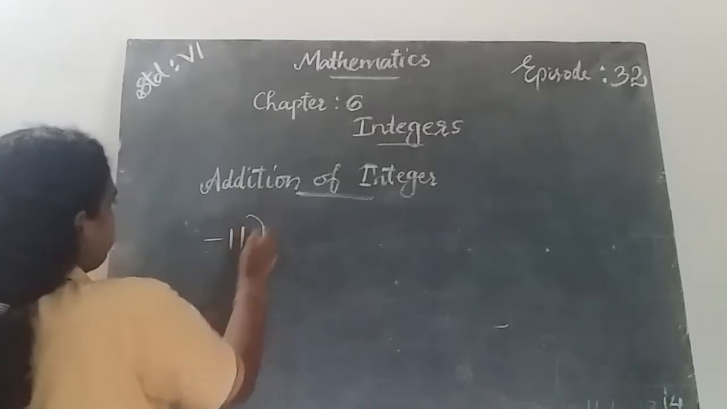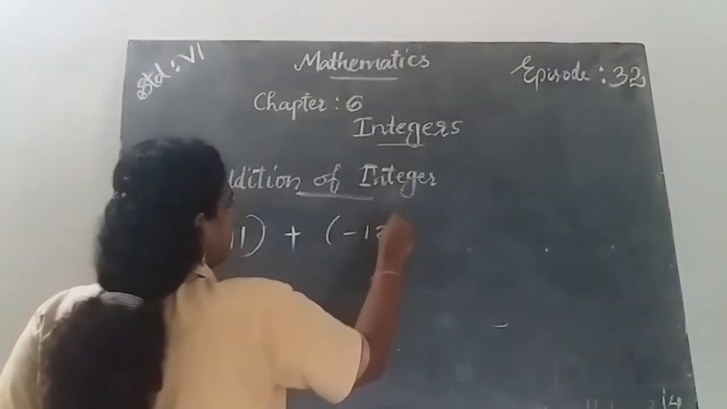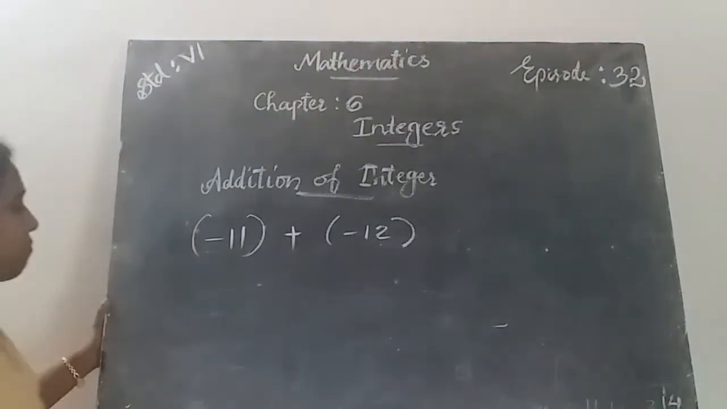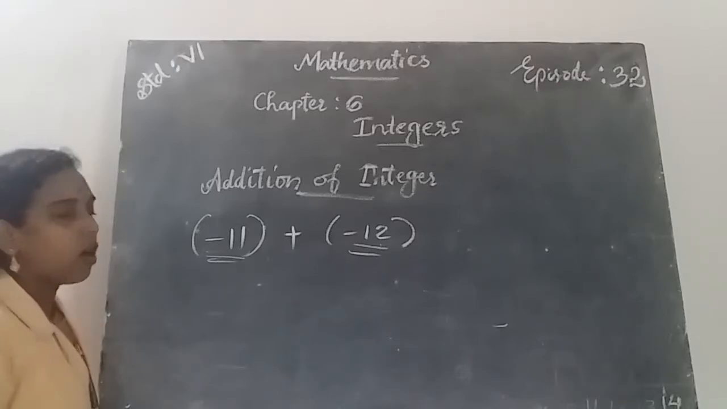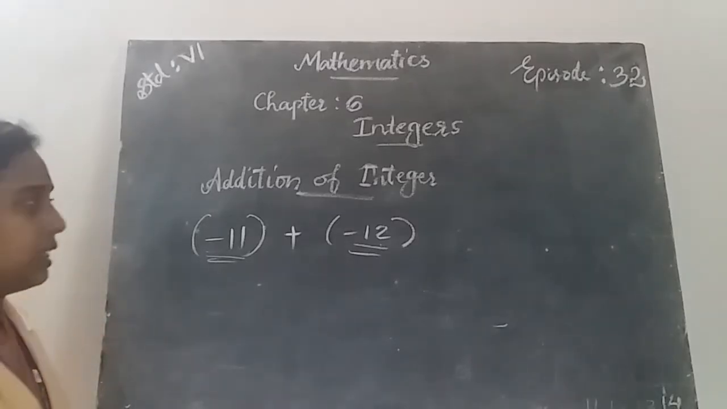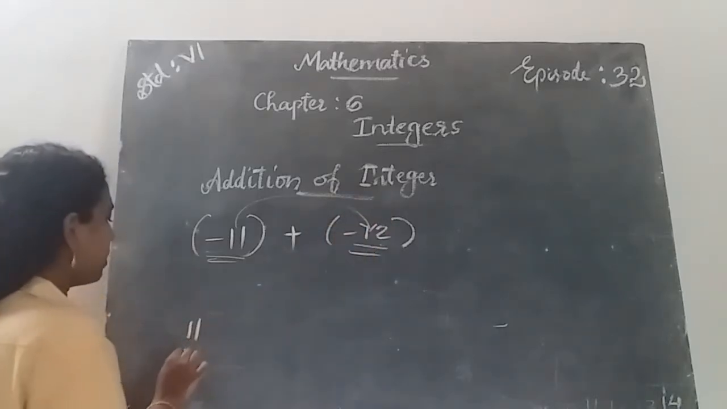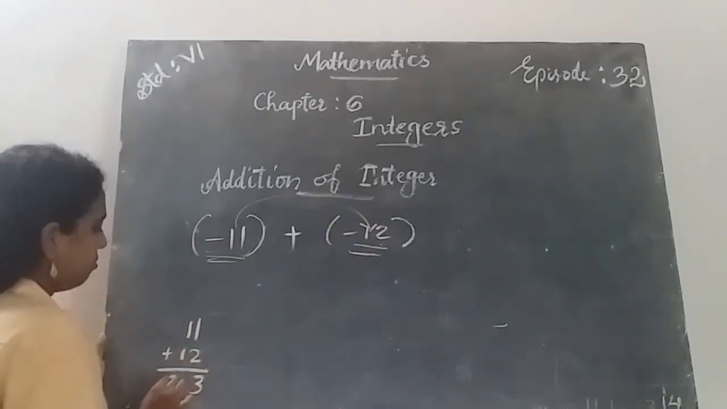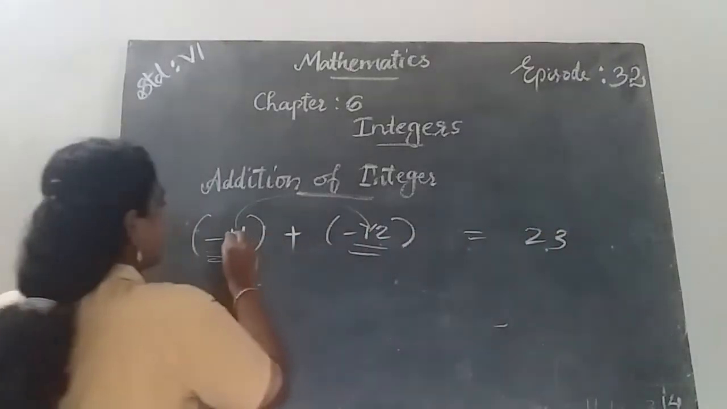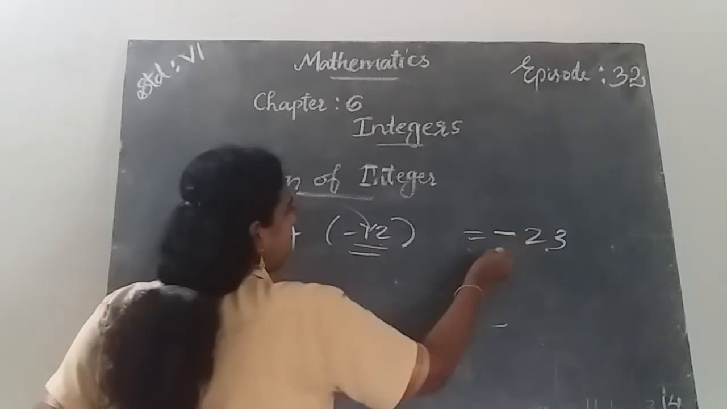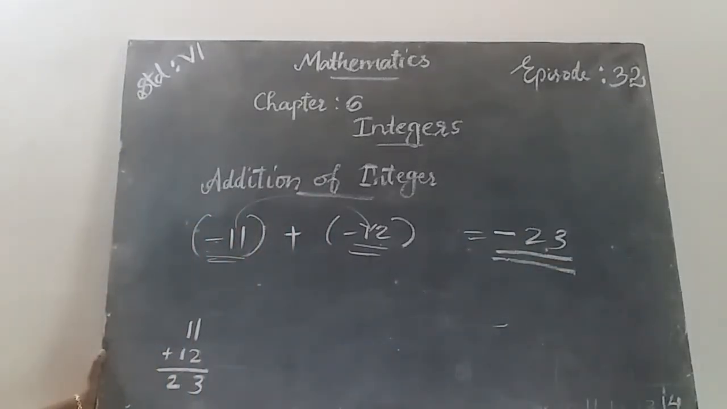Negative 11 plus negative 12. Here these two numbers are negative integers, so our answer is always a negative integer. First we add these two numbers, that is 11 plus 12, and we get 23. Here the two numbers are negative integers, so take the negative sign. So we get negative 23.